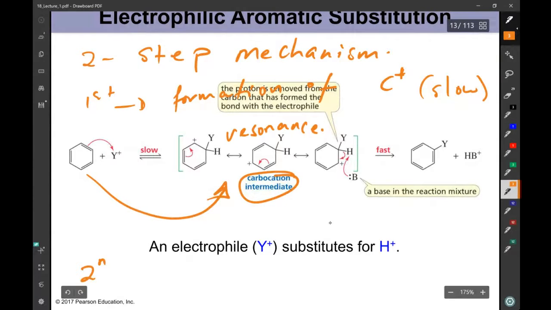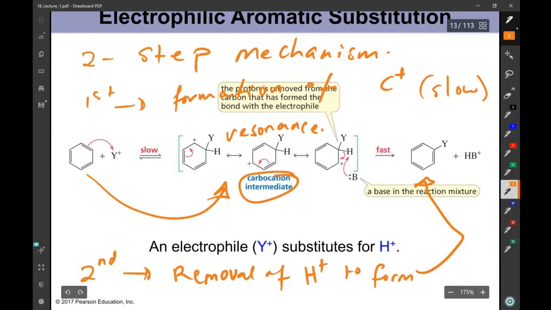Then the second step of the reaction is the removal of the hydrogen, or removal of a proton, removal of H+ to form your final product. And that process is fast. So it's a two-step mechanism.